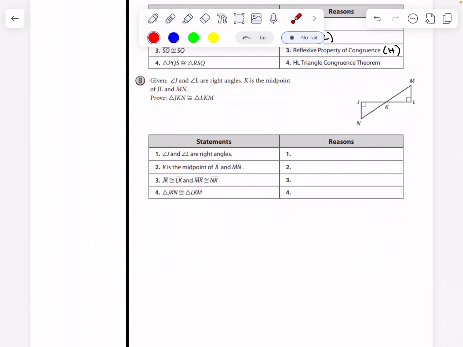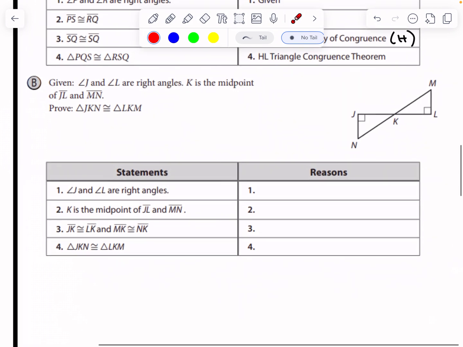Or try to figure this out, right? I think for me to give you an answer isn't as educational as you trying to figure it out and then getting some feedback. But yeah, as much as we go through a proof, trying to make sure that we're annotating this. So we have J and L are right angles, yes and yes. K is the midpoint of JL, this one here, and MN, this one here. Okay, we're gonna prove that the triangles are congruent.